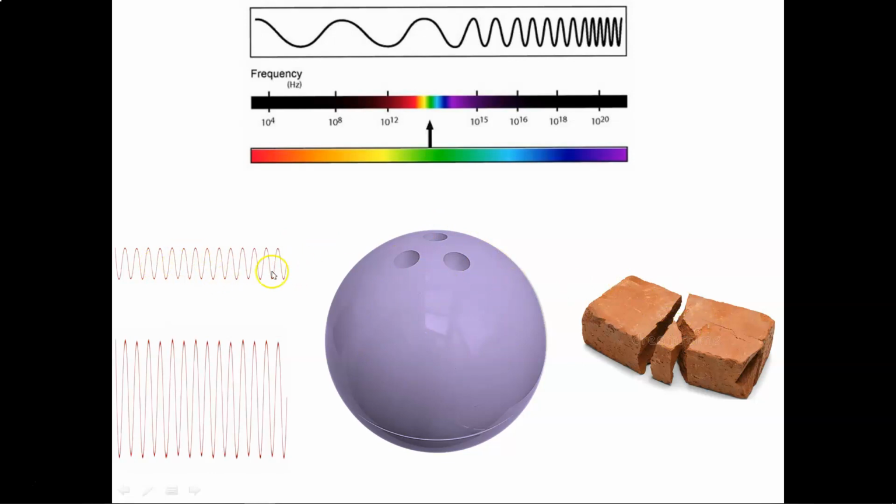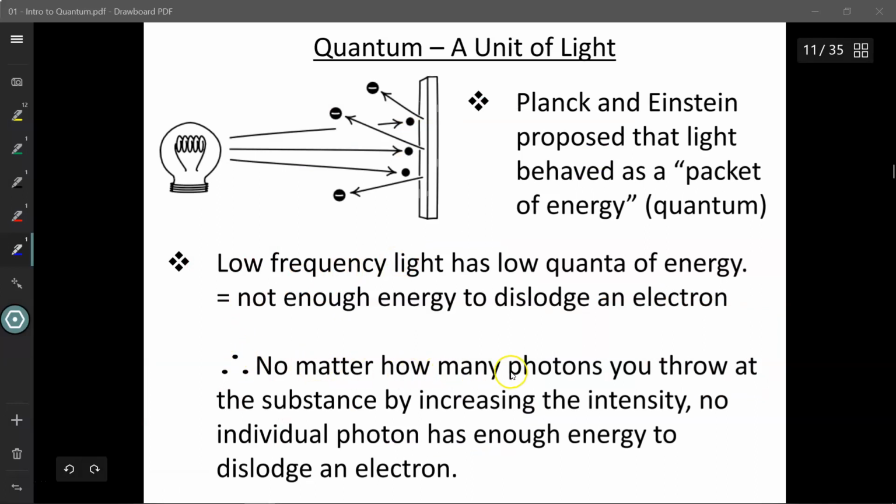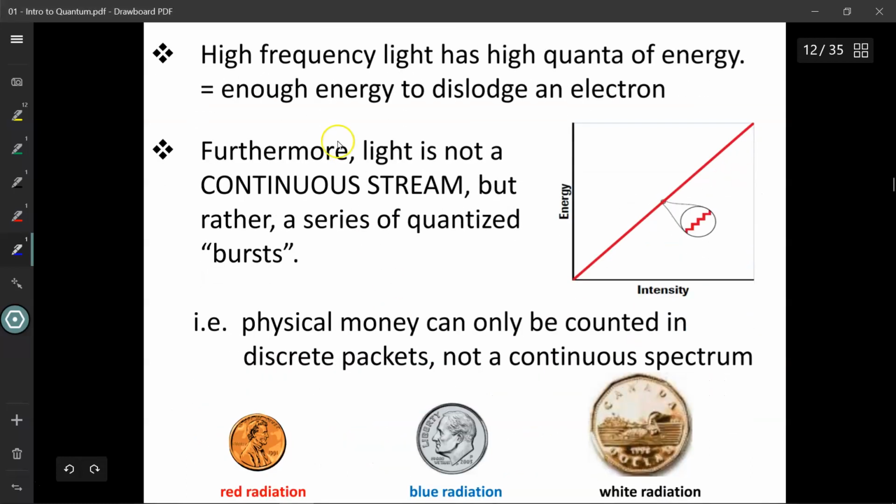Alright, so it doesn't matter how bright or dim the violet light was, each individual packet or photon of violet light is enough to eject electrons, and that's why violet light could eject more electrons than red light. So, no matter how many photons you throw at the substance by increasing the intensity, no individual photon of red light has enough energy to dislodge an electron. As such, high-frequency light has a high quantum of energy and enough energy to dislodge an electron.